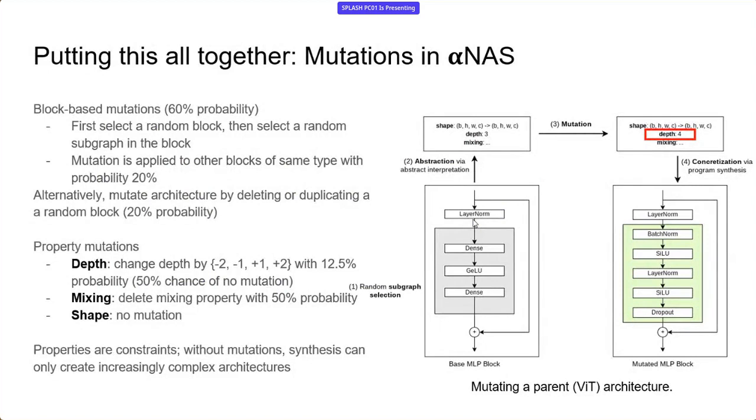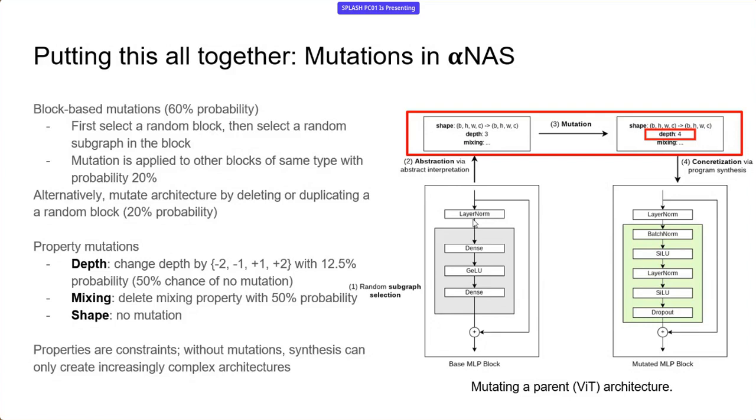So our main mutation mechanism, again, goes through this 3-step process. And apart from this block-based mutation, we're also going to occasionally delete or duplicate blocks as well. For the property mutations in this highlighted step, we're going to mutate the depth up and down by up to 2. For the mixing property, when we mutate it, we're just going to delete it. And the shape property, we're not going to mutate at all. None of these probabilities did we spend much time tuning. The only thing we did try was mutating the shape as well. And what we found is that anytime you mutate the shape, you're very likely to end up with an architecture that either blows up in memory or leads to a dimension of 0. So we just chose to leave that one as is.